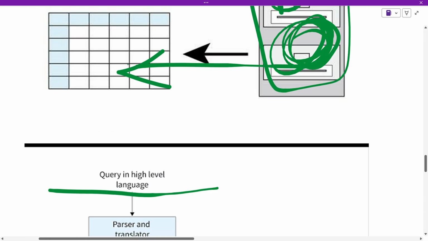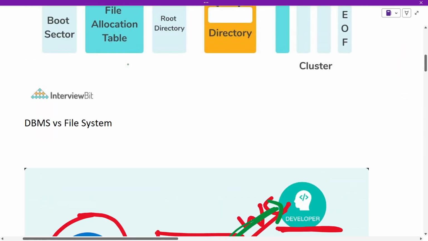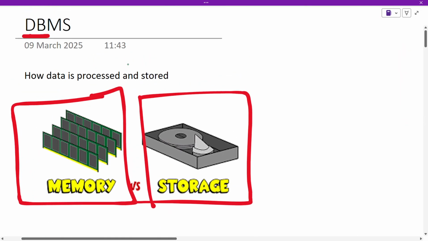So that's it, and I think I have given a good overview of what a database management system is and why we need it. I think we do understand what data is, what a database is, and what a database management system is. I hope you understand this. We'll meet you in another lecture.